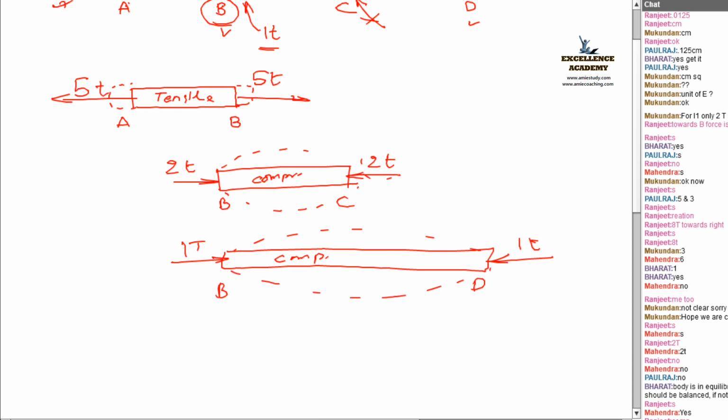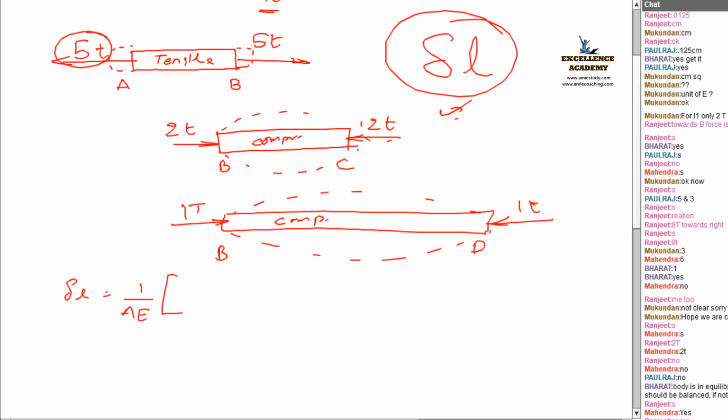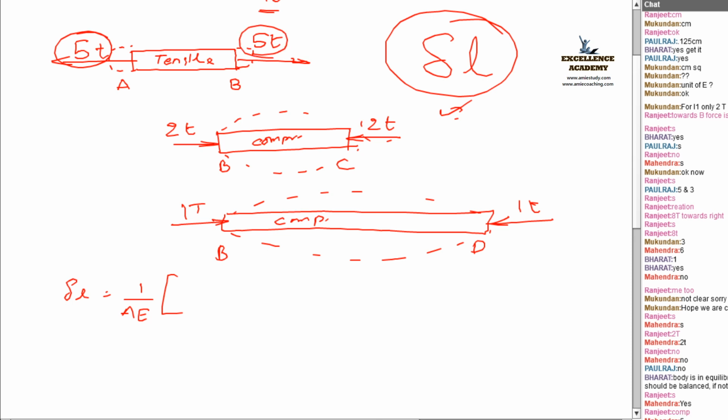Our ultimate aim is to find out the total deformation. That is our job. So now we are going to find that. First of all, consider the first section. Delta L equals 1 by AE into P1 L1. What is P1? 5 ton is acting on the body first. 5 into L1, that is length AB.